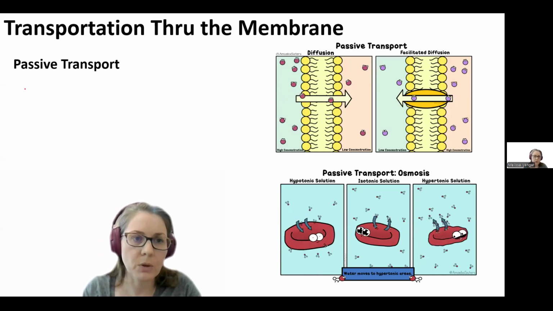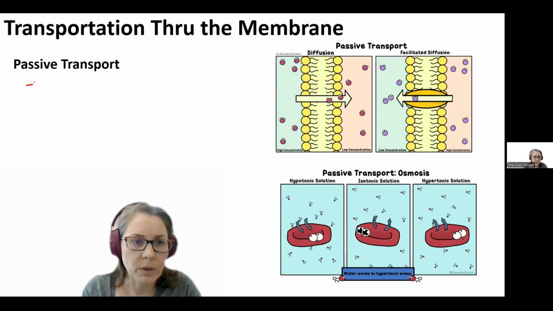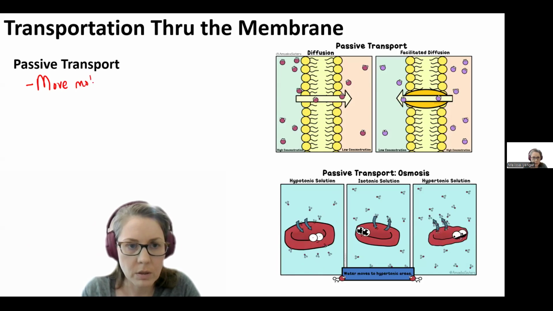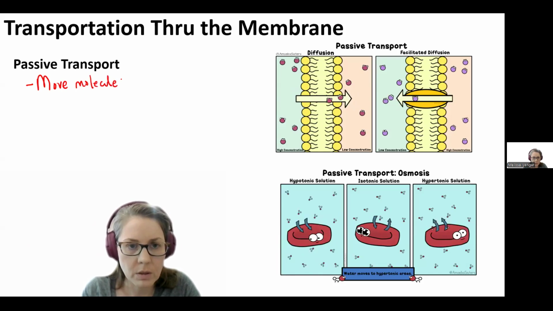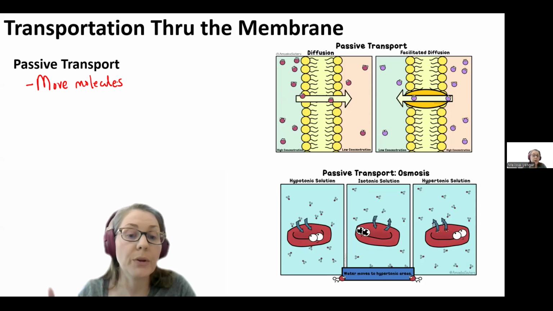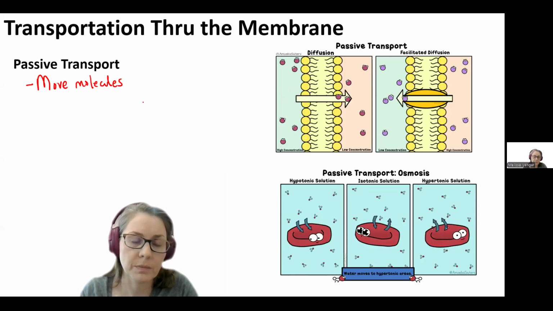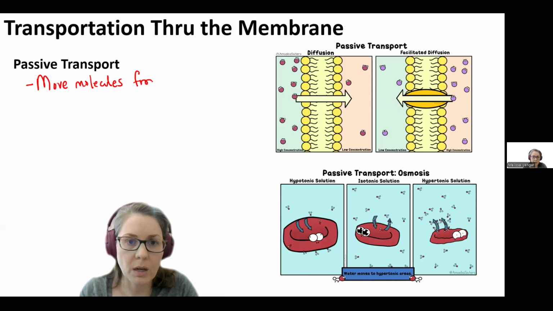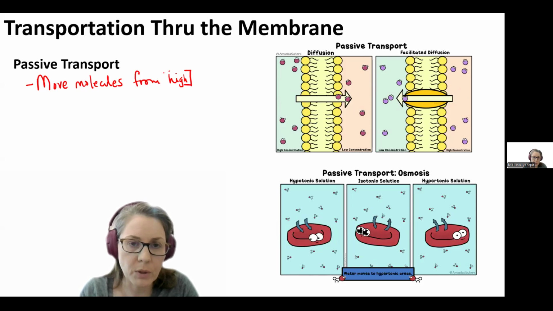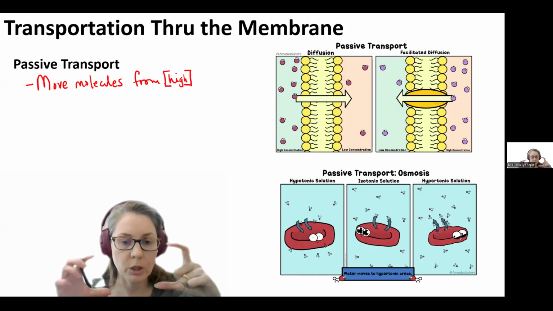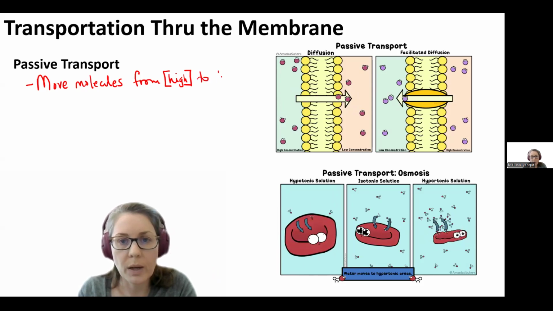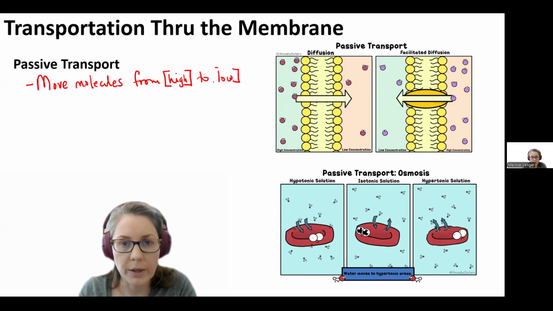In passive transport, what you're going to do is move molecules from an area where they are higher in concentration to an area where they are lower in concentration. So we just call that from high. And if you haven't taken chemistry, anytime you put a bracket around something, it means concentration or amount. So from a high concentration to a low concentration area.